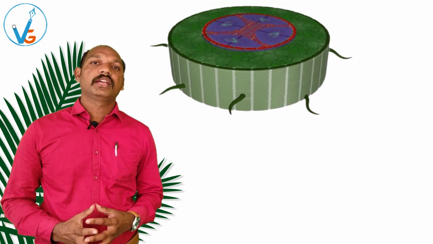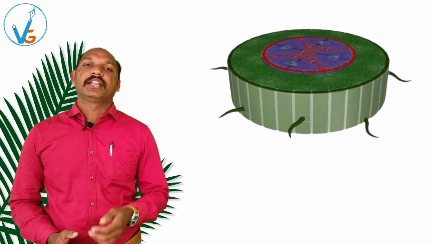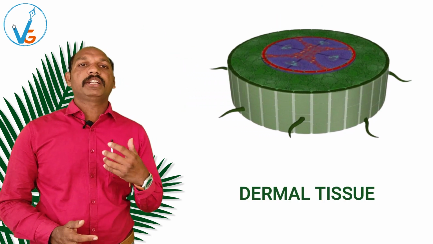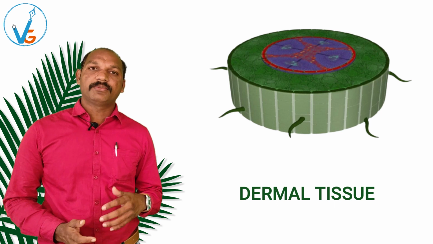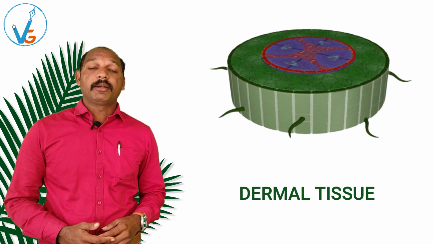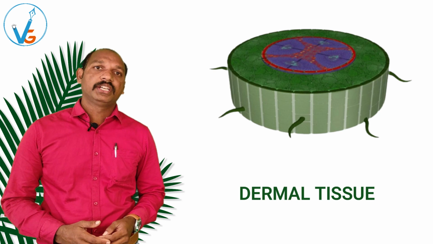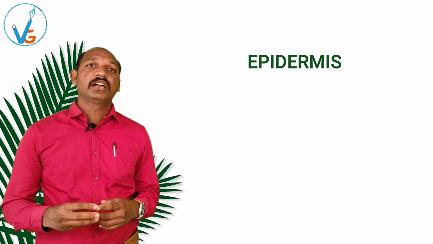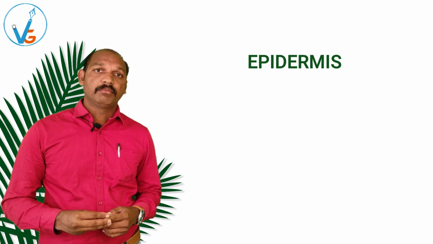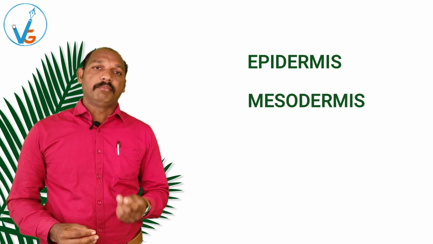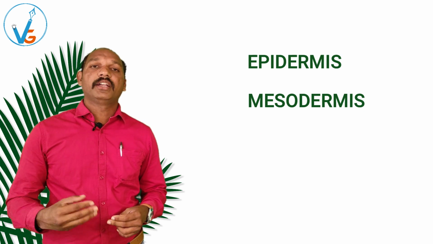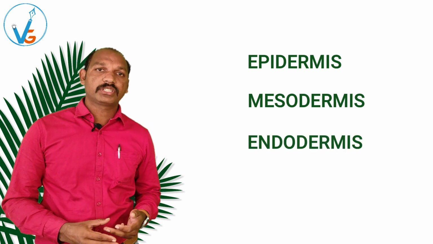And next one is dermal tissue. The tissue that gives the outer covering of the plant is known as dermal tissue. The dermal tissue is made up of a single layer of cells, and based on their function and location, it is of 3 types. That is epidermis, the outermost layer, mesodermis, the middle layer, and endodermis, the innermost layer of the plant.